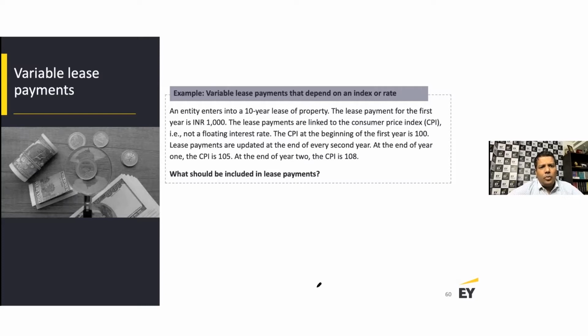At the end of year one, the CPI is 105. At the end of year two, the CPI is 108. And we are doing it for 10 years. My first year payment is 1,000, and at the first year my index was 100. The lease payments are updated at the end of every second year. At the end of year one, the CPI is 105. At the end of year two, the CPI is 108.